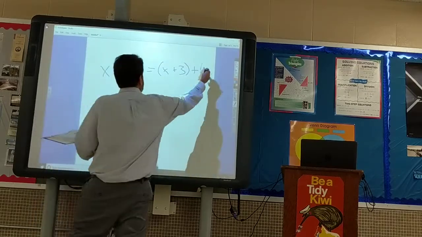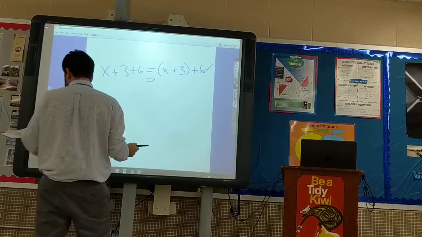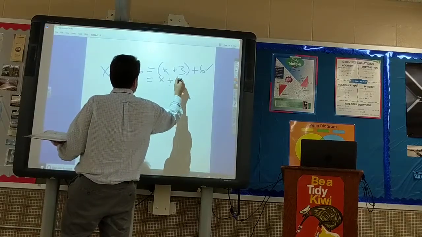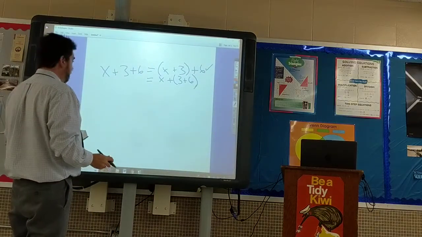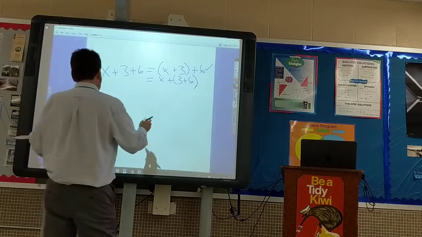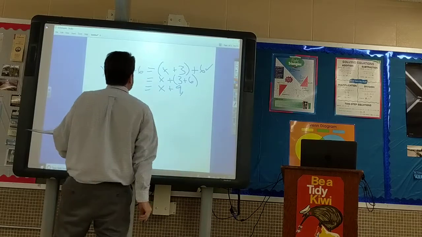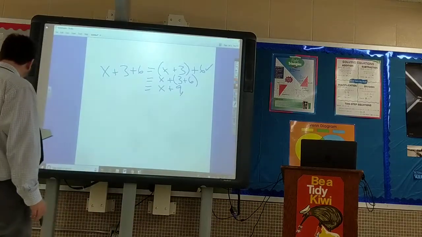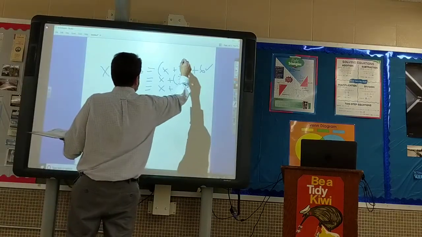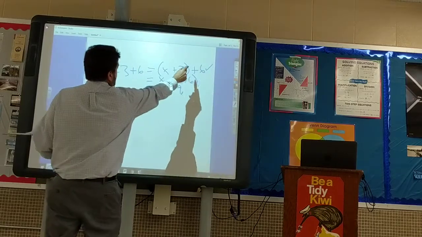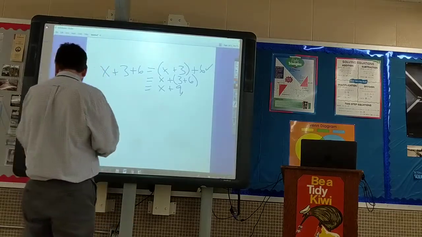Cool. But if we use the associative property, we could also look at x plus 3 plus 6. That's going to get us the same answer. So, if we look at that, we'd end up with x plus 9. x plus 9. So, using the associative property, we can do the 3 plus 6 and make it x plus 9, which makes it an easier equation to solve.